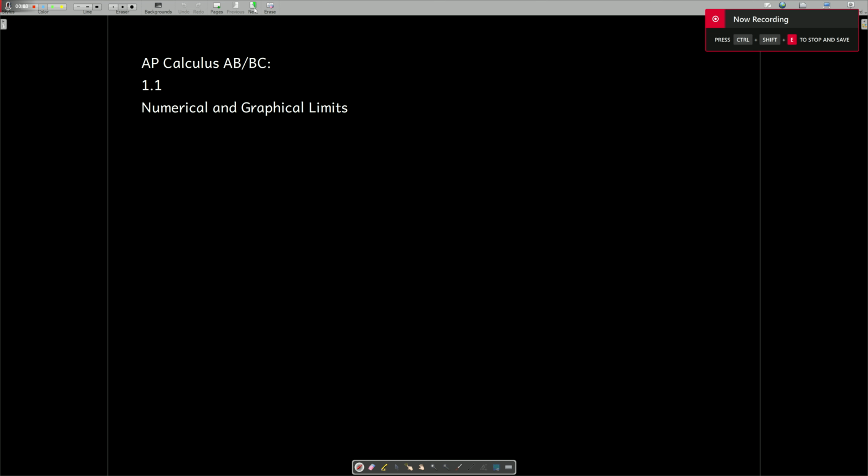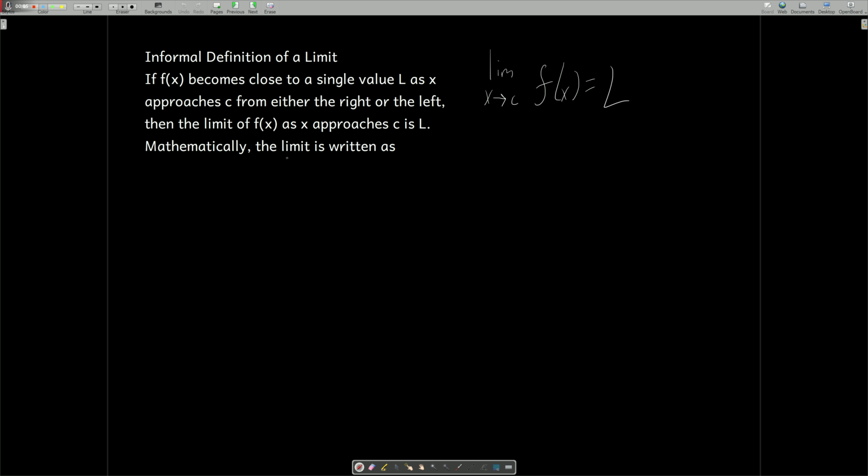Numerical and graphical limits. Okay, so the definition of a limit is: if f of x becomes close to a single value L as x approaches c from either the right or the left, then the limit of f of x as x approaches c is L. So mathematically, the limit is written as the limit of f of x as x approaches c is L.